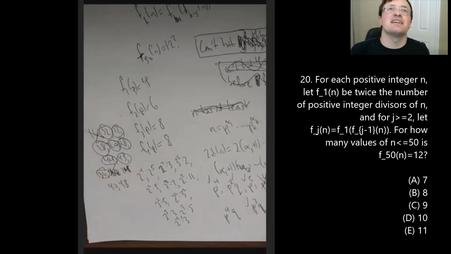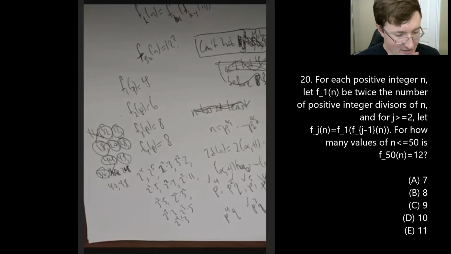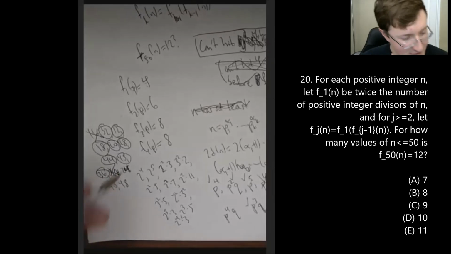24 has, oh, this is hard to do in my head. That's 2 cubed times 3. That has 8 divisors. Then I double that, I get 16. Then 16 has 5 divisors. I double that, I get 10. And then I think 10 gets me back into that. Yeah, that gets me into the 8 loop.